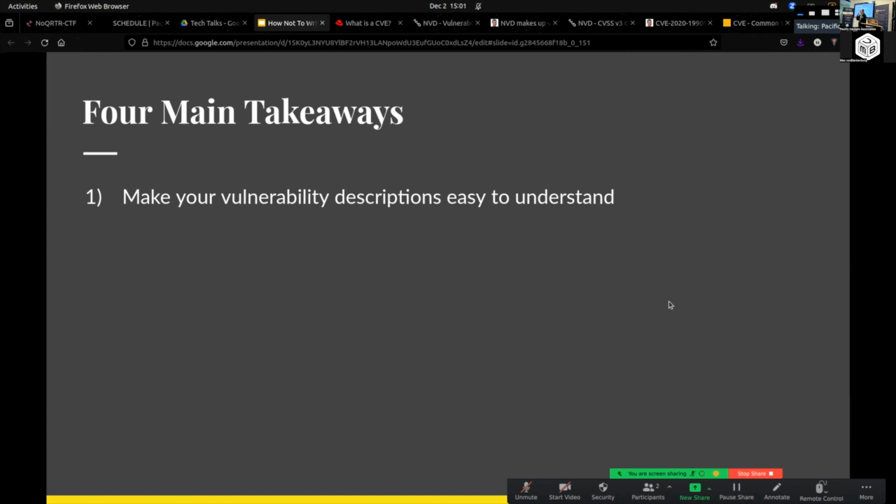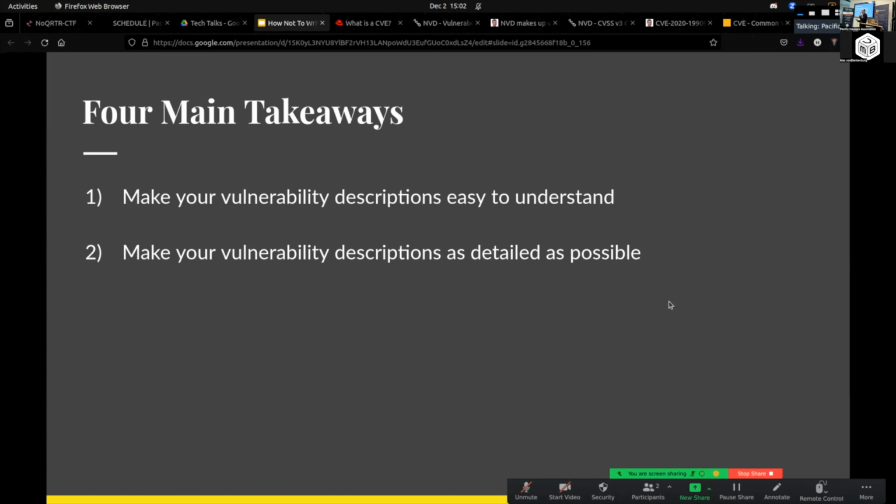Because we want to understand what you're saying, and we want to see what kind of research you've done, and we want to have an impact here. We want this disclosure to mean something.